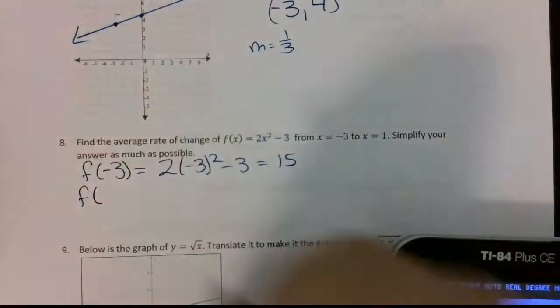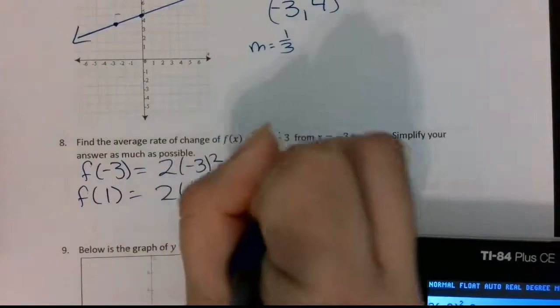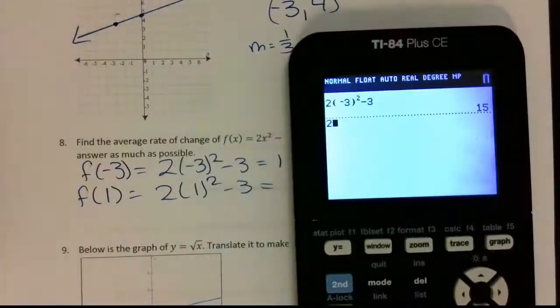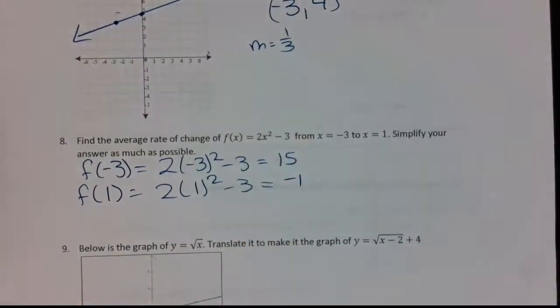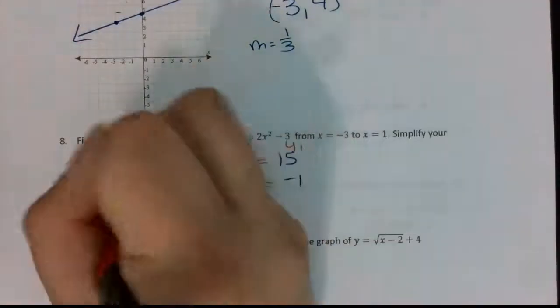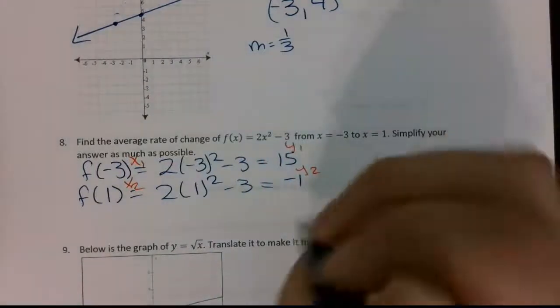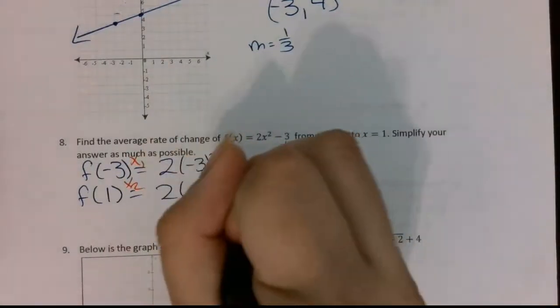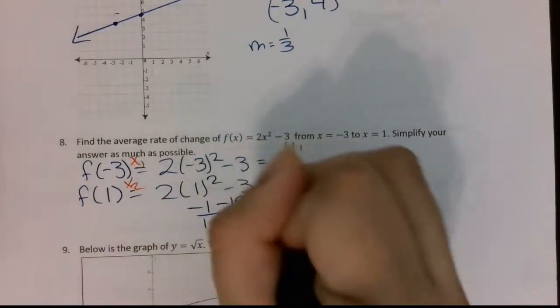I'm going to do the same thing for f of 1. I have 2 times 1 squared minus 3. 2 times 1 squared minus 3 gives us negative 1. Okay, so looking at this is my x1, y1, x2, y2. So I'm going to plug these into my slope formula. I'm going to have negative 1 minus 15 over 1 minus negative 3.